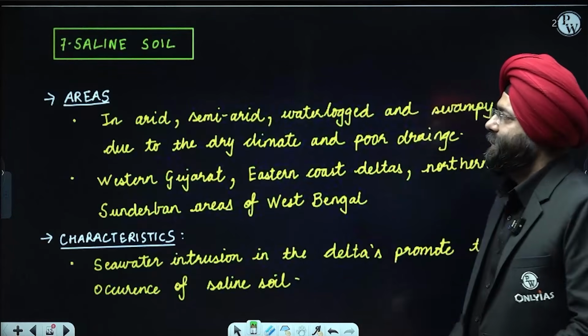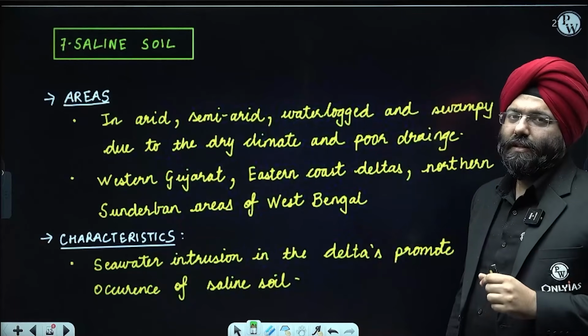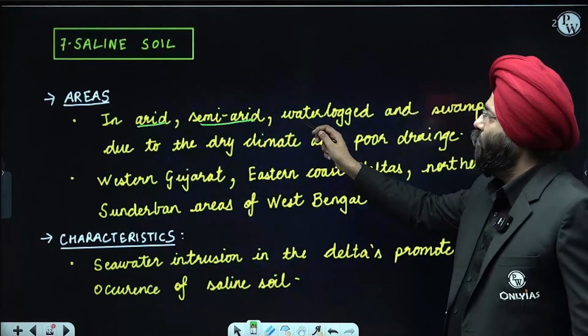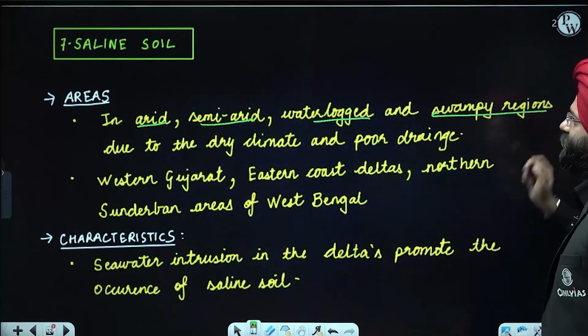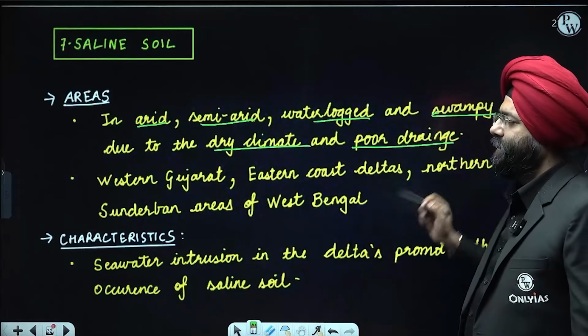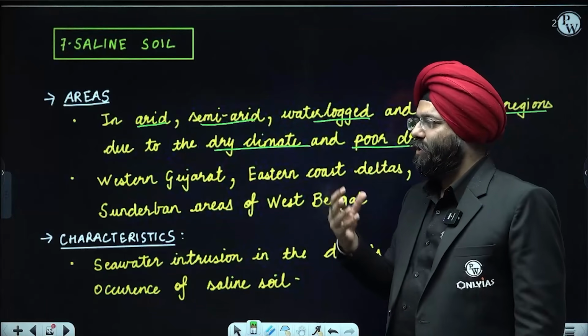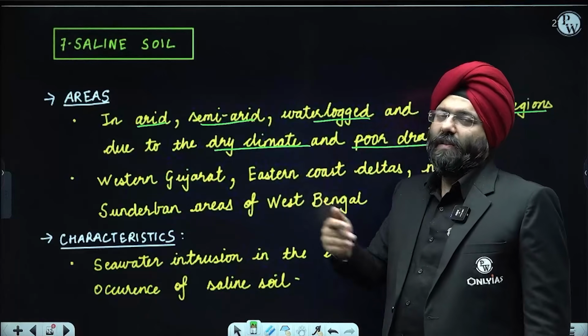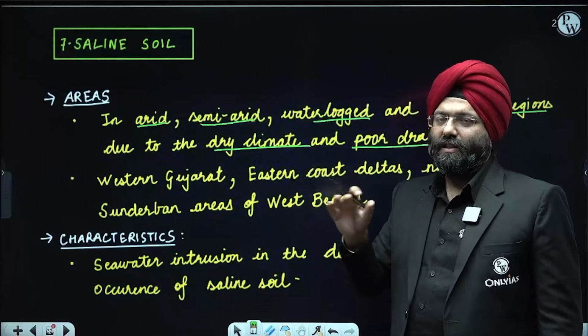Let's move ahead. Saline soil. Now, these saline soils are present in various arid, semi-arid, waterlogged, and swampy regions due to the dry climate and poor drainage system. So there is clogging of water during certain seasons. Because of that water clogging, when evaporation takes place, it leads to such conditions also.